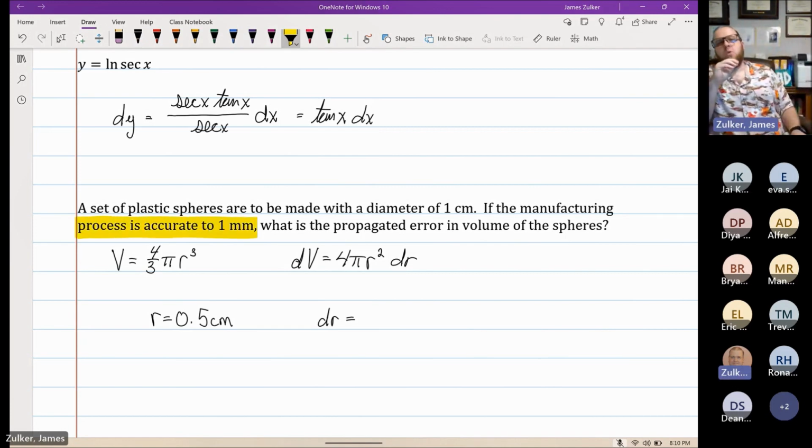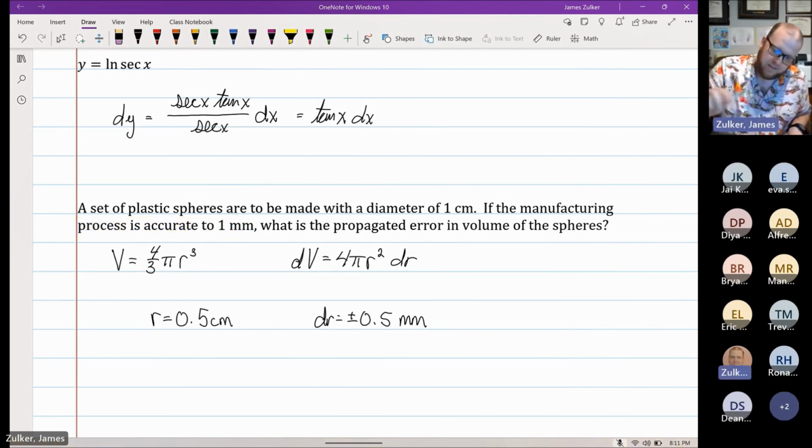The process is accurate to 1 millimeter. So dr would be half. It's actually plus or minus 0.5 millimeter. One of these has got to be converted. Well, 0.5 centimeter is what, 5 millimeters?